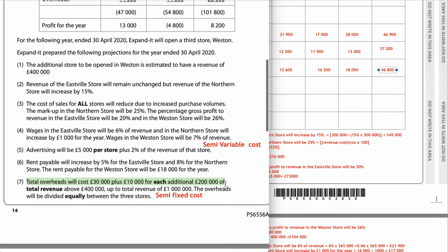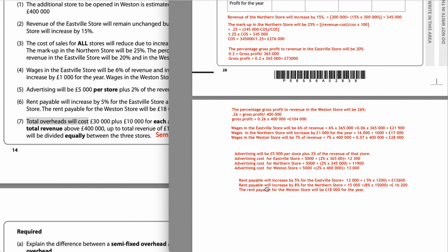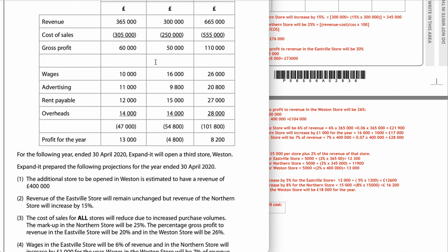The total overheads will be 30,000 plus an additional 10,000 for each additional increase of 200,000 of the total revenue above 400,000. So for the overheads, we will calculate the total overhead cost, and then split it up, dividing it equally among the stores. So the first one is 30,000, plus the additional variable cost.